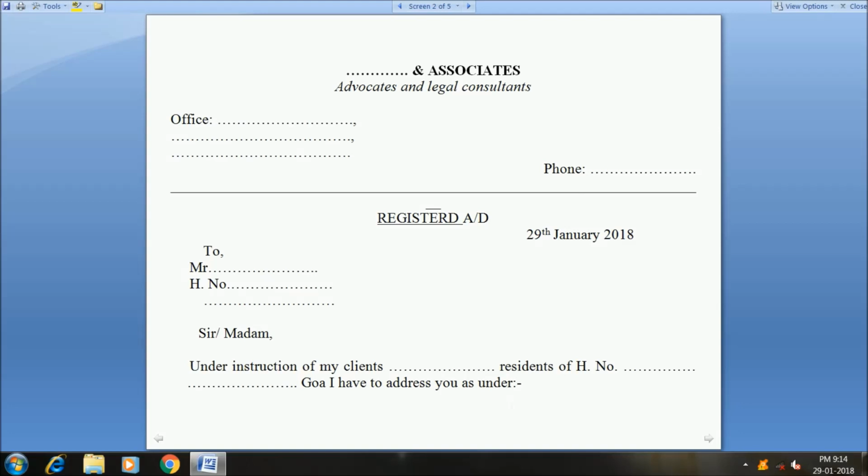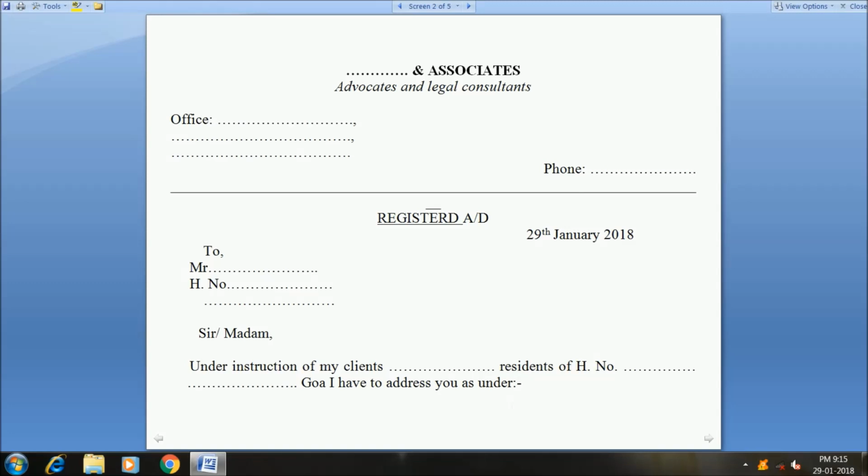The concept is that a notice can also be personally tendered to the opposite party. So long as the opposite party is willing to receive it and sign an acknowledgement, there is no need for a notice to be sent only by registered AD or only by courier. It can be sent in whichever manner you please, so long as the opposite party is willing to acknowledge its receipt.